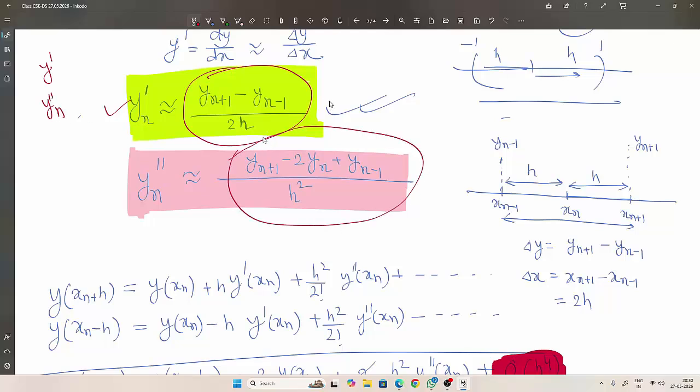That means in finite difference we replace the derivative by difference. You need to know how to convert the derivative to difference. These two formulas are to convert the derivative to difference.